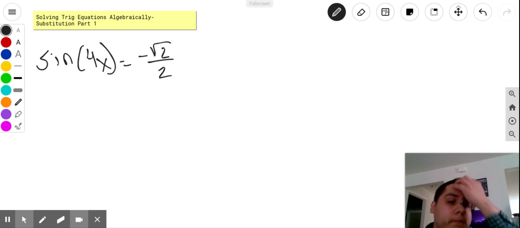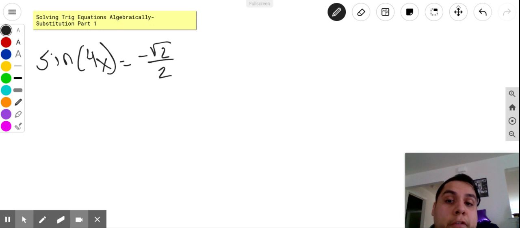All right. So we're going to talk about solving trig equations algebraically. So we're going to deal with problems like this. By this point, you should be comfortable with the unit circle and you should be able to pinpoint some of these and solve them without much problem. So we're just going to build on your understanding to do this.